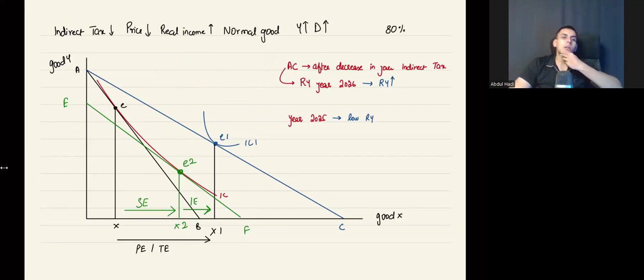All right, now let's talk about this EF line. Give me a second, and we'll talk about this EF line.